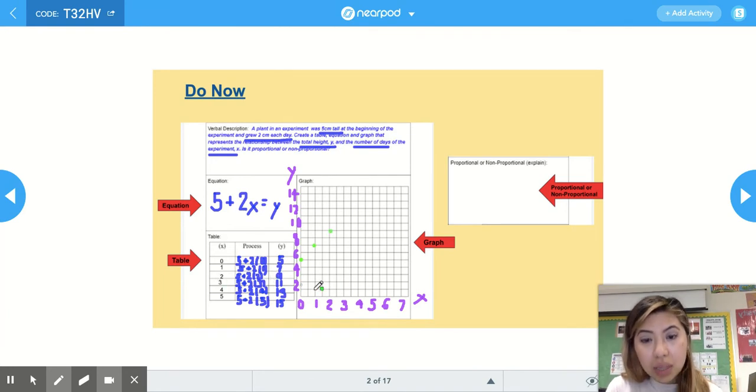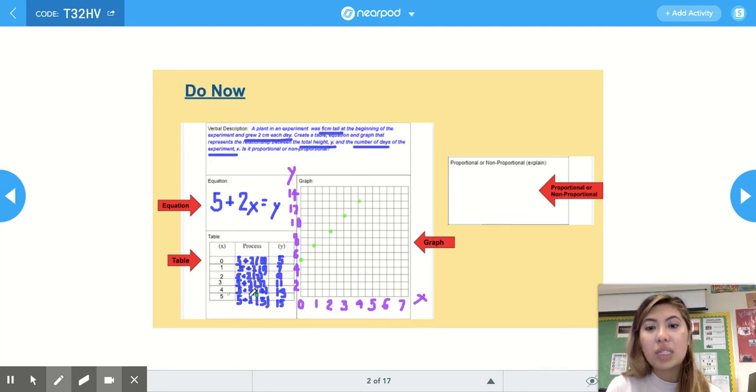Then we have 3, 11. So starting at the origin, moving over to the right, the value of 3, and moving up the value of 11. So if this is 10, this would be 11. And then for 4, 13, starting at the origin, I'm moving over to the right, the value of 4, and up to the value of 13. So if this was 12, 13.